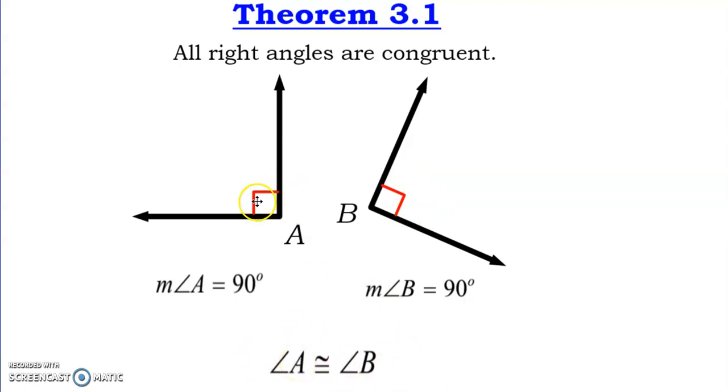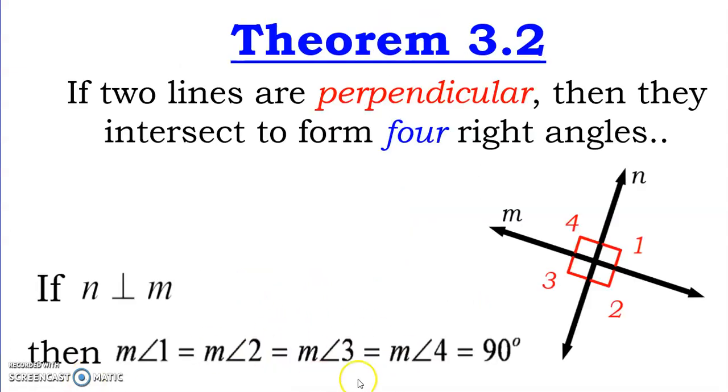So any angles that have the same measure are congruent. So if they're both right angles, they're both 90 degrees, which means that they are congruent to each other. Theorem 3.2 says that if two lines are perpendicular, then they intersect to form four right angles. So that means that if line N is perpendicular to line M, then all four of these angles are right angles.